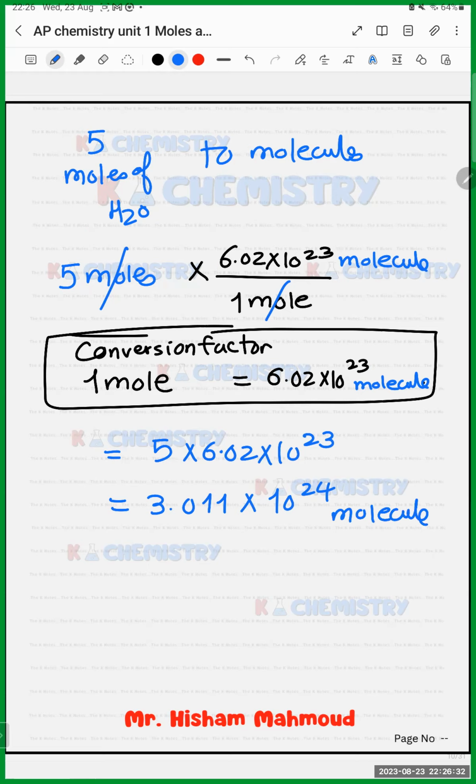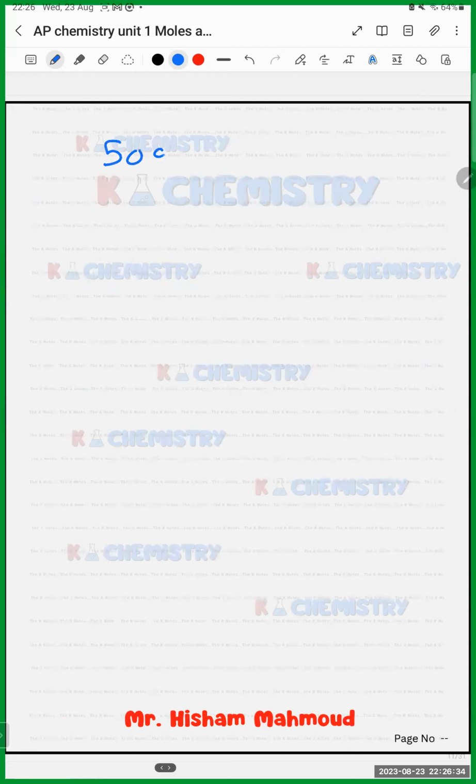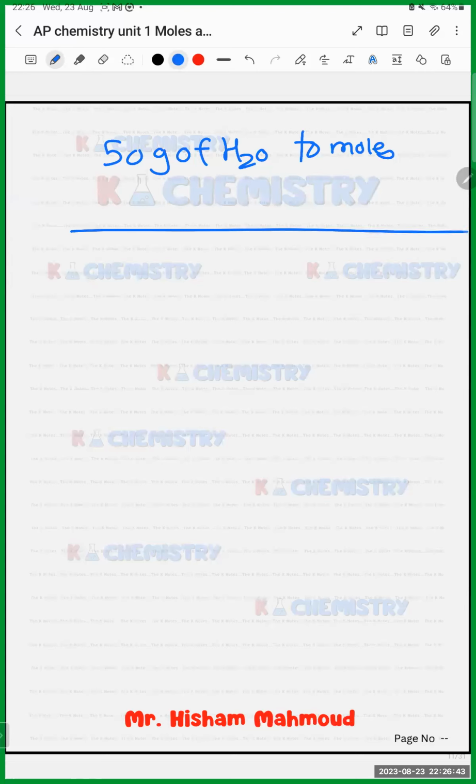If I want to convert 50 grams of H2O to moles. Again, the conversion factor tells me that, this is my conversion factor.